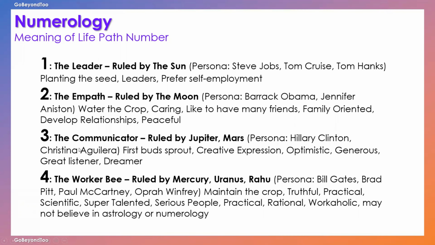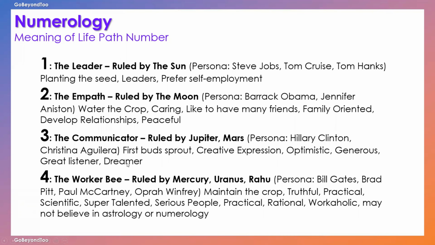Life path number 3, these are the communicators. They're ruled by Jupiter and Mars. Personas are Hillary Clinton and Christina Aguilera. These are the first bud sprouts people. Their creative expression is very good. They're optimistic, generous, they're great listeners, and they are dreamers.